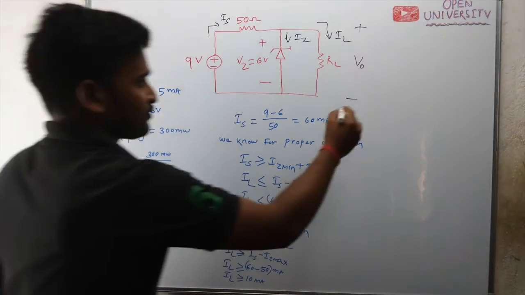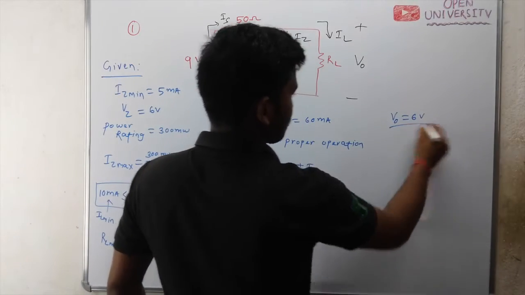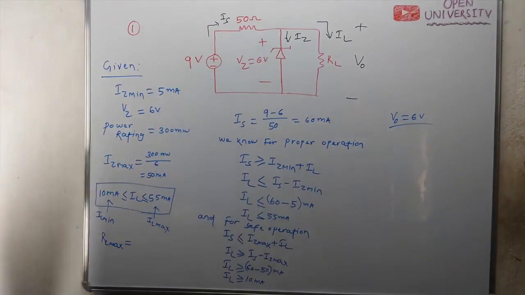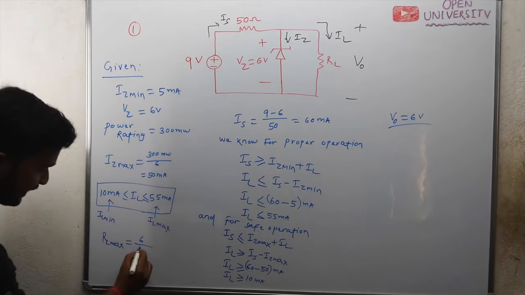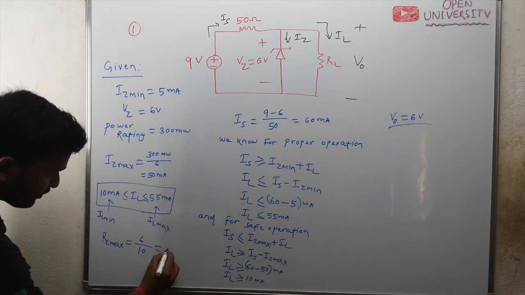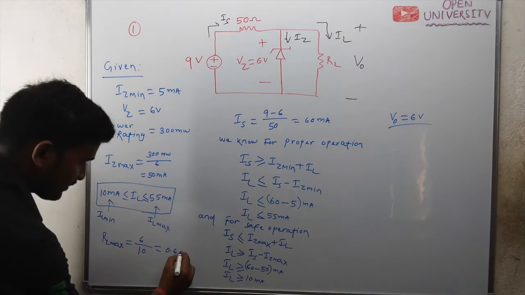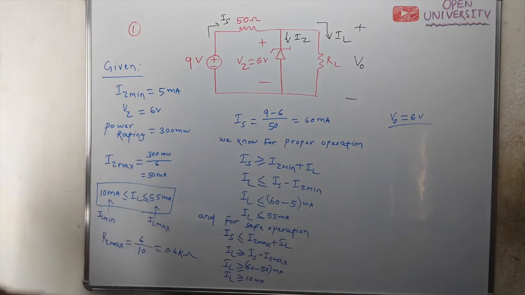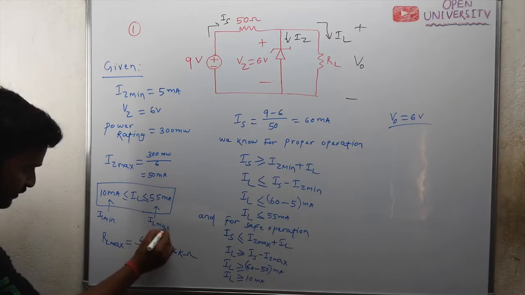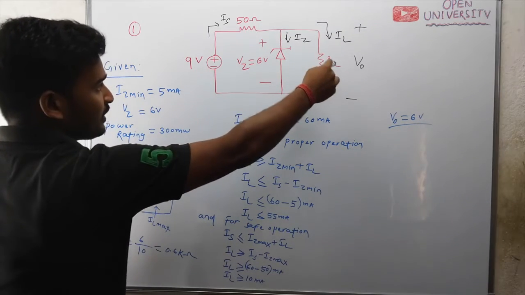In this case, what is V naught? V naught equals VZ, that is 6 volt. So RL is 6 volt divided by 10 milliampere, which is 0.6 kilo ohm. That is the maximum RL. And when IL is max, then RL will be minimum.